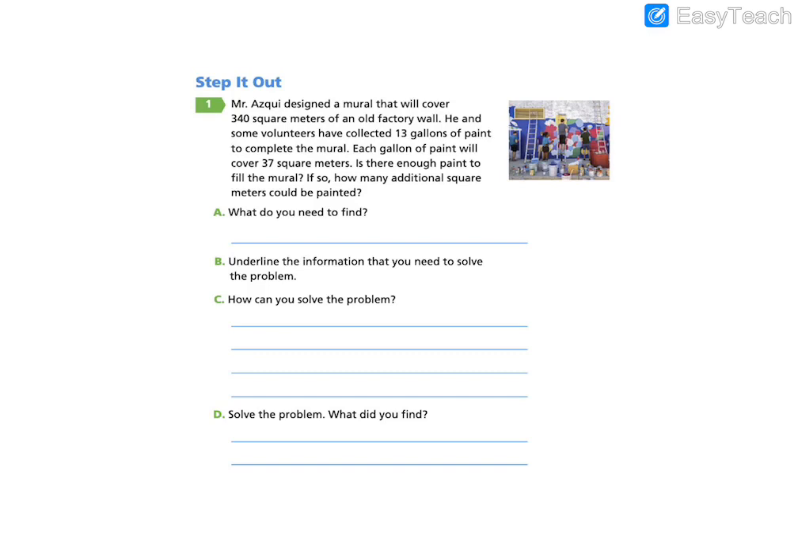So the first thing we need to do is figure out what we need to find in this problem. So we need to find: is there enough paint to fill the mural? And in order to find if there's enough paint to fill the mural, we need to find a couple of different things. But ultimately, we're finding the answer: is there enough paint for the mural?